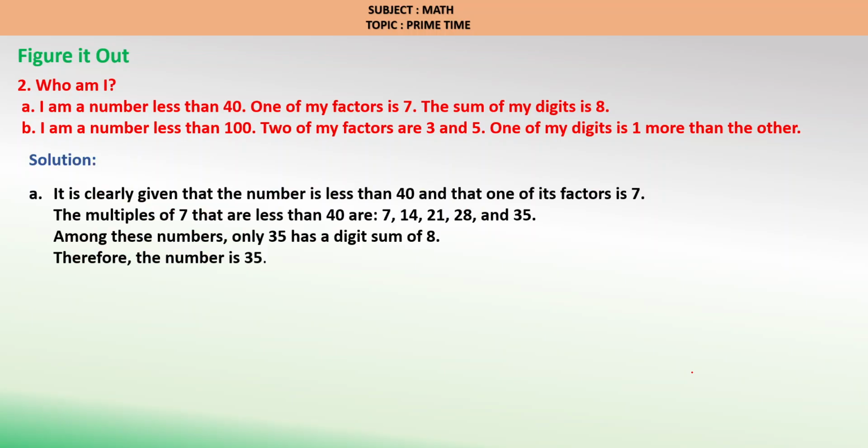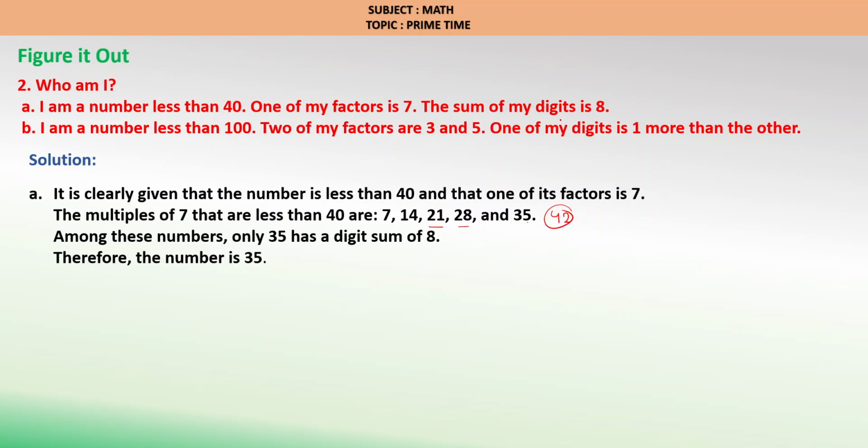First, let us see the first one. It is clearly given that the number is less than 40. And one of its factors is 7. So let us write the multiples of 7 which are less than 40: 7, 7 2s are 14, 7 3s are 21, 7 4s are 28 and 7 5s are 35. If we say 7 6s then it will be 42, which violates the rule of being less than 40. So we consider 35.